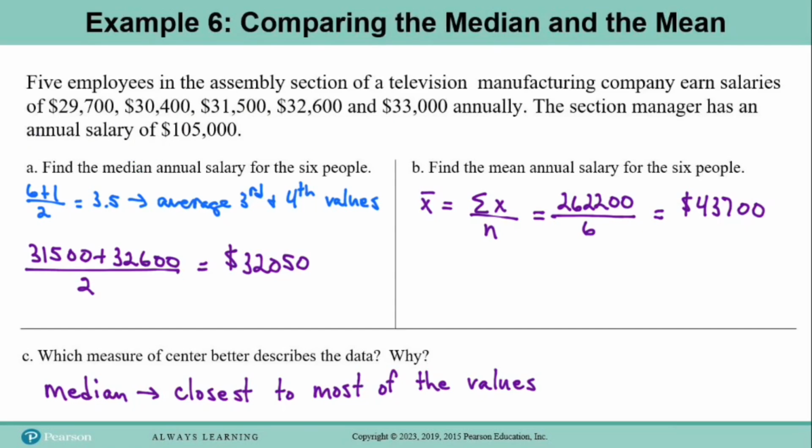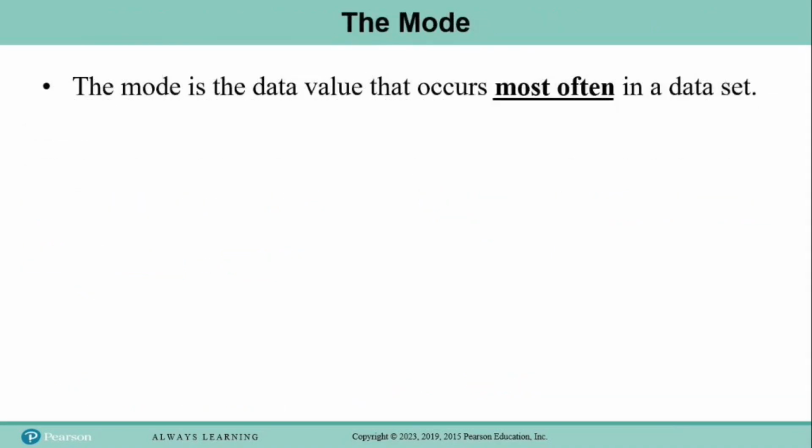In a case like this, the median will usually be a better measure of center to use. But when all of the data values are fairly close together, we tend to use the mean instead of the median. So it's a choice that we have to make when we're working with data sets. Now let's switch gears and talk about the mode of a data set.